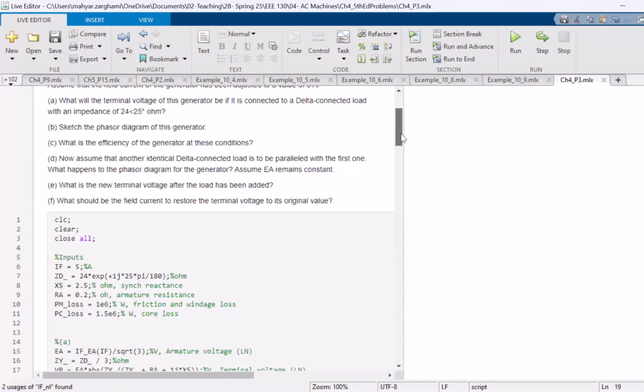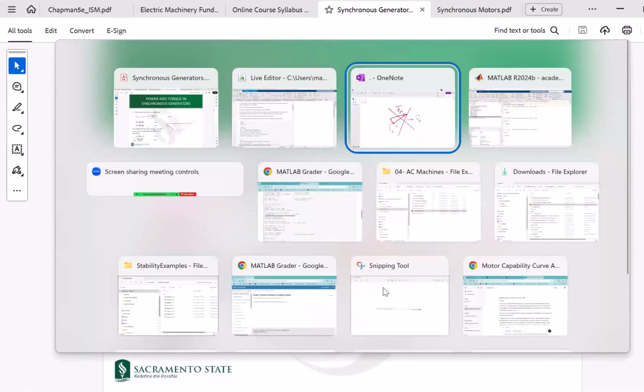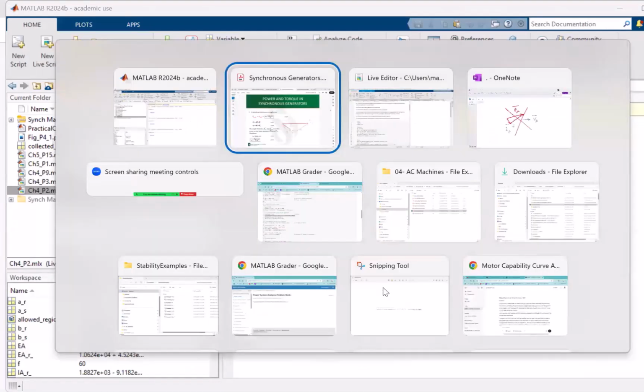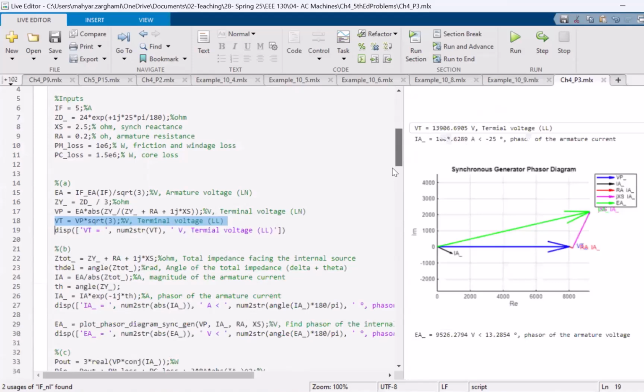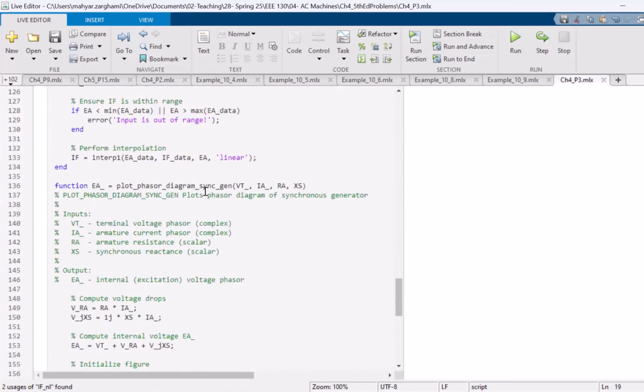Now, part B is asking you to sketch the phasor diagram of the generator. Here we go. This is V phase, RAIA, JXSIA, that becomes your EA. I want you to sketch that, but I know it's hard to do that in MATLAB. Again, I give you a function. That function plots the phasor diagram of the synchronous generator. You give the terminal voltage, you give it the IA, RA, and XS, and it just draws that for you.